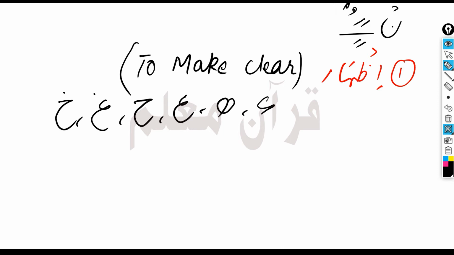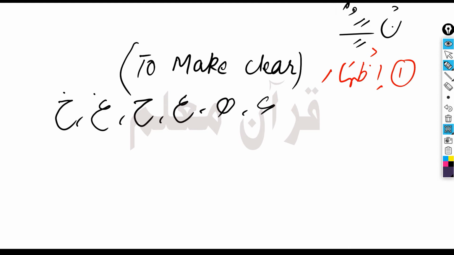So if you see any of these 6 letters after noon sakin or tanween, you don't do ghunnah. You have to show the sound. You don't have to hold the sound in your nose. That is called izhar, to make clear. I will be giving the examples now, inshallah.